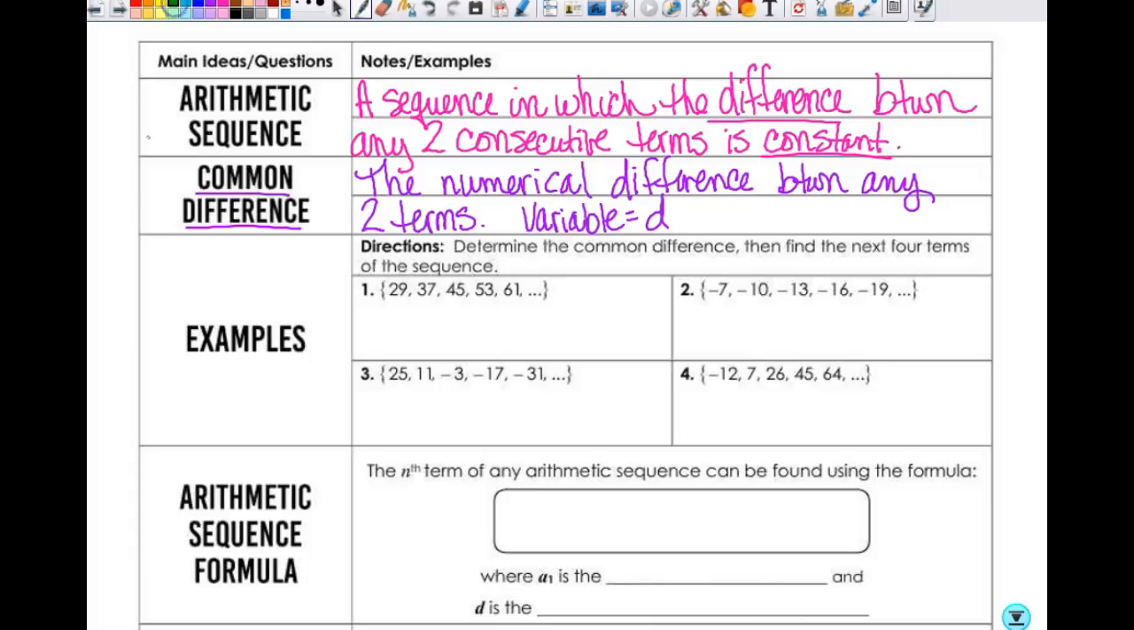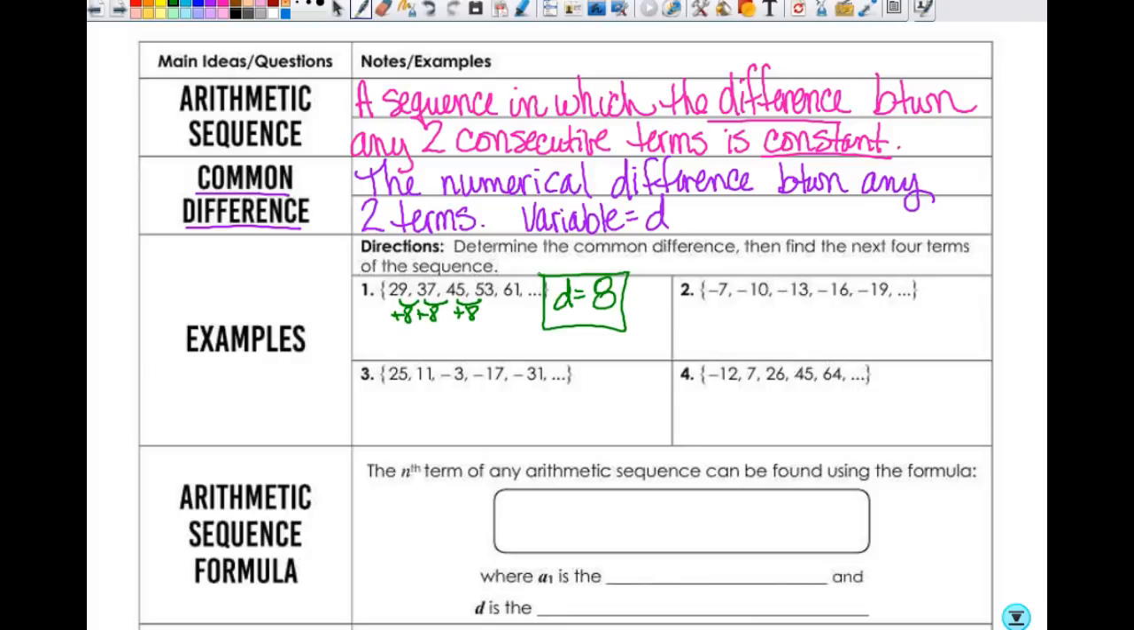Determining the common difference is pretty simple because that's just like describing the pattern. So if you look at this, I'm going to be adding 8, adding 8, adding 8. So, plus 8, plus 8, plus 8. That means the common difference is 8. And it says, then find the next 4 terms. I'm quite sure that you can add. I'm not going to worry about doing that part.